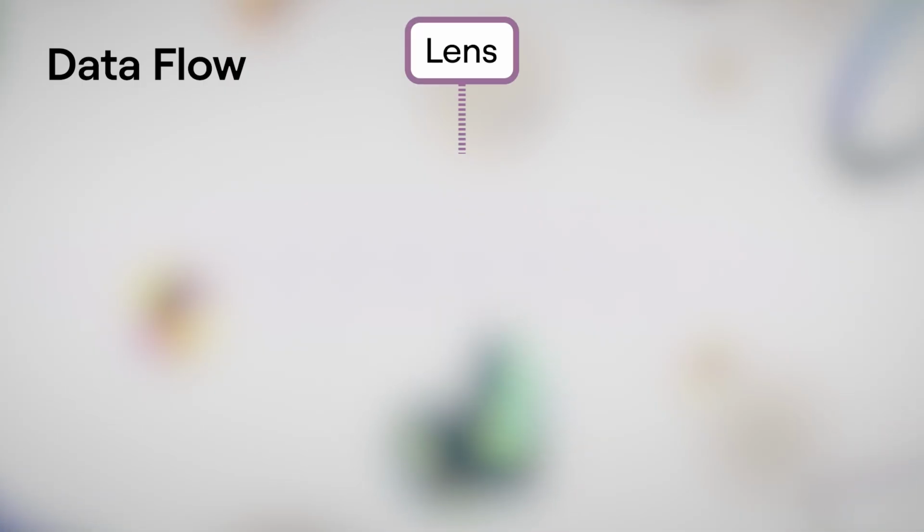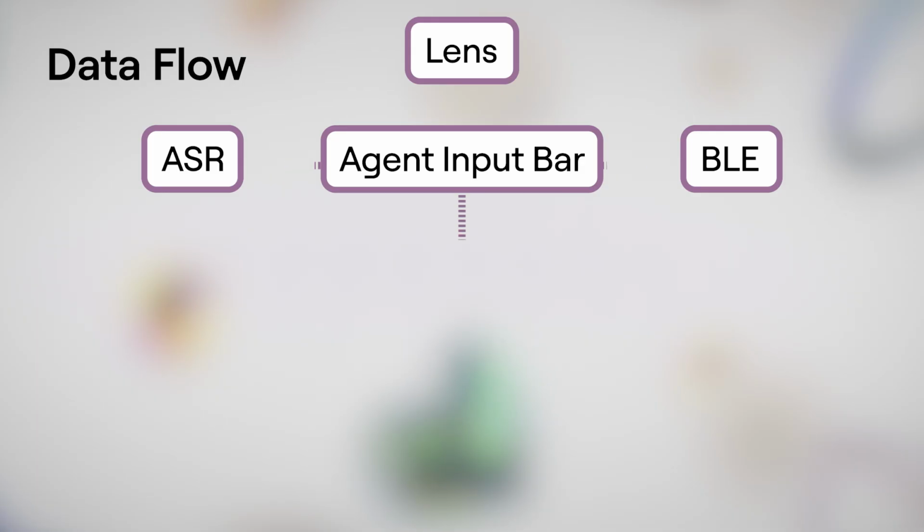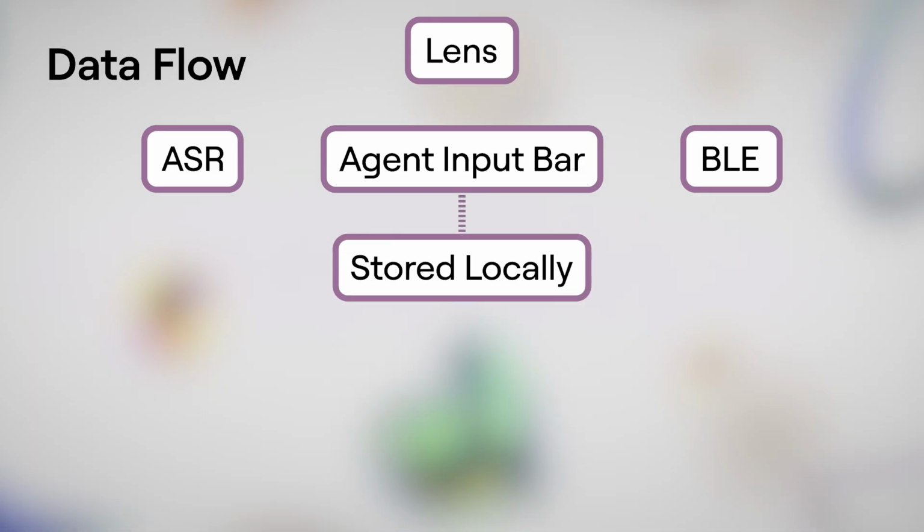As an example of overall data flow from script to script, component to component, whenever we want to send a message from the lens, we first give input to the agent input bar via the Automated Speech Recognition API, also known as ASR, or there's also the option for a Bluetooth Low Energy, BLE, keyboard. This will then get shown and stored locally before also sending that same message over to the bridge agent provider.